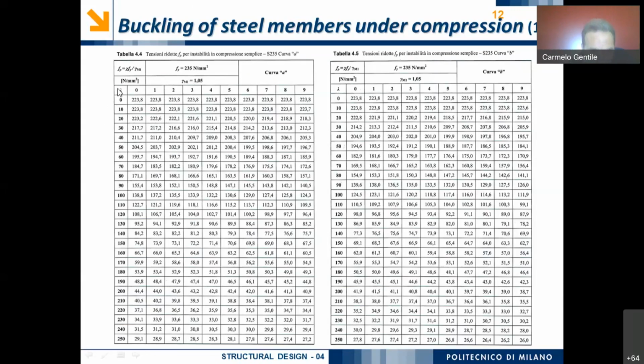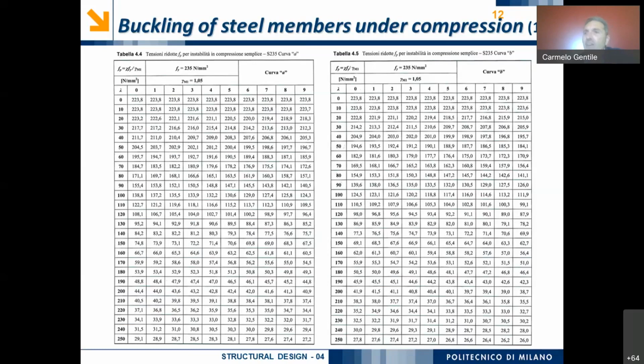Okay, so lambda equals 0, 10, 20, 80. Okay, so this is 80, 81, 82, 83, 84, 85. So the value of the critical stress corresponding to a slenderness of 85 is 163.5 Newton per square millimeter.